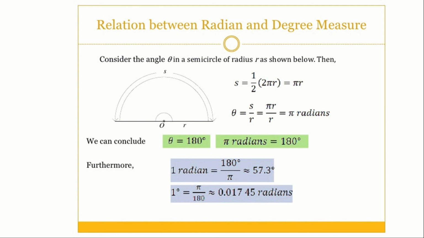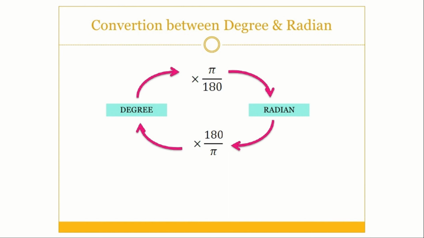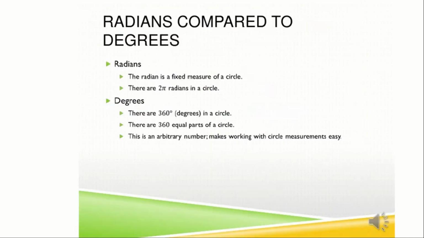This is the relationship between radian and degree, which is very, very important. So 1 radian is equal to 180 by pi, and 1 degree is equal to pi by 180, the reverse form of it. So this is the conversion between radian and degree. Degree to radian, multiply by pi by 180. Radian to degree, multiply by 180 by pi.